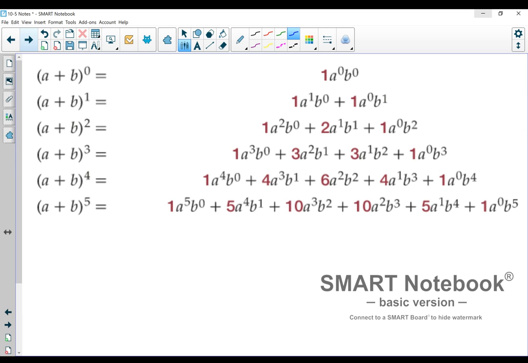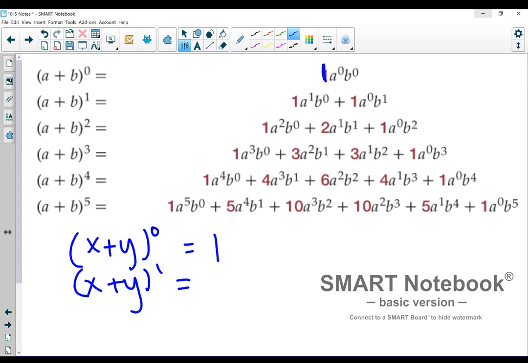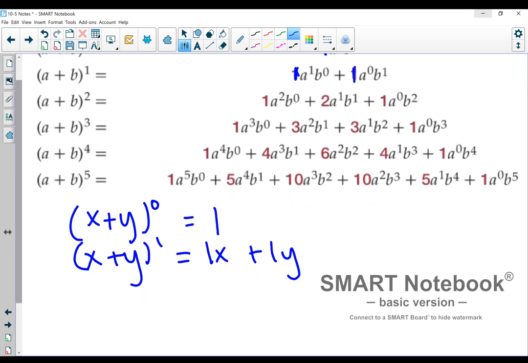So the first row, the 0 row, is useful because if I have x plus y to the 0 power, anything to the 0 power is 1. And my first row is just that 1. And a to the 0, b to the 0, that's just 1. If I have x plus y to the first power, I know that that's just x plus y. So 1x plus 1y. Those are the numbers in row 1. Because it's the first power, it's row 1.